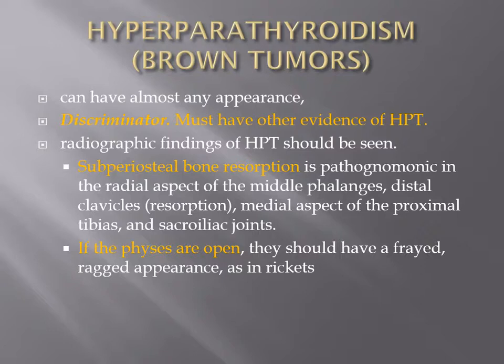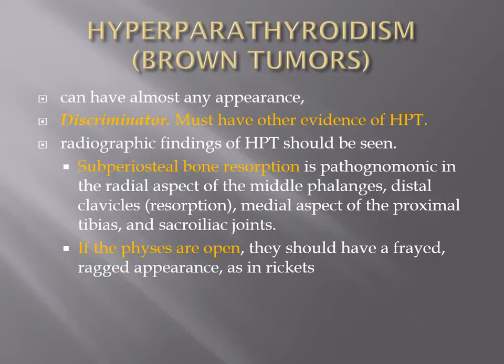Hyperparathyroidism and brown tumors. They can have almost any appearance. The discriminator is that when we see lytic lesions with other evidence of hyperparathyroidism, we should think of brown tumor. Including these criteria: subperiosteal bone resorption in the radial aspect of the middle phalanges, distal clavicle, proximal tibia, and sacroiliac joint. Radial aspect of the phalanges. But he said medial of the tibia. Oh, sorry, my mistake. I will have a picture on the next slide.